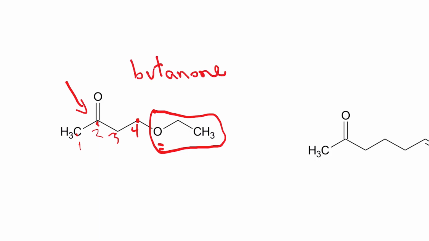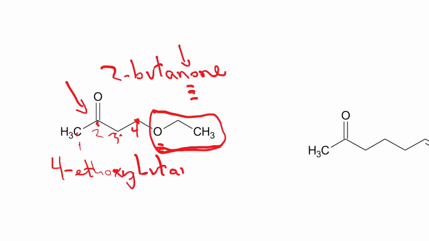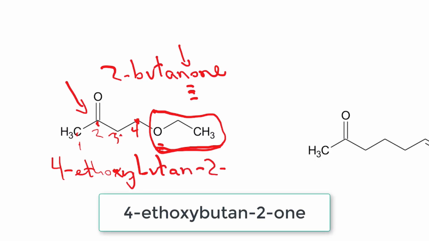And in the 2 position is where the ketone is, so it's either a 2-butanone or a butan-2-one. You'll see that this is preferred when we have more than one substituent on it. And then that means that in the 1, 2, 3, 4 position is this ethoxy. So if I were to write this whole thing out, I would say it's a 4-ethoxybutan-2-one. And that would be one way of naming it.